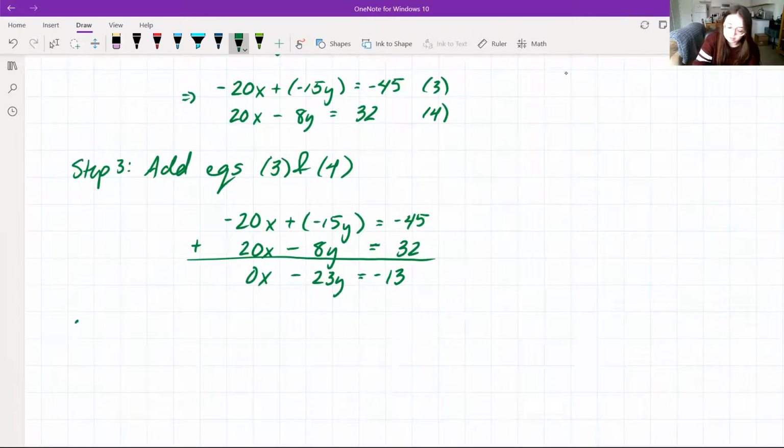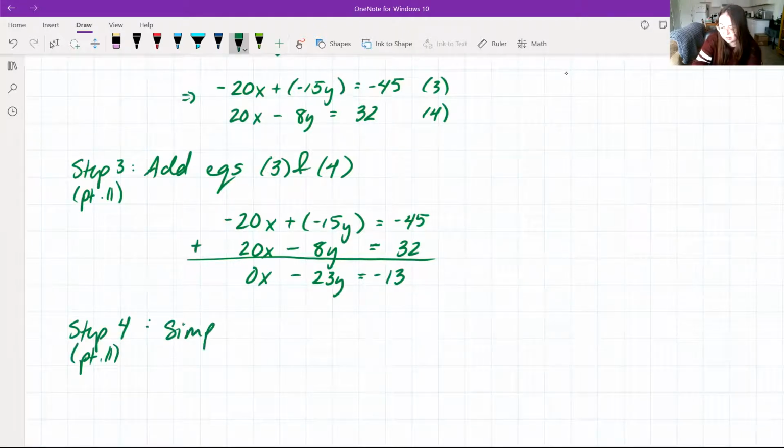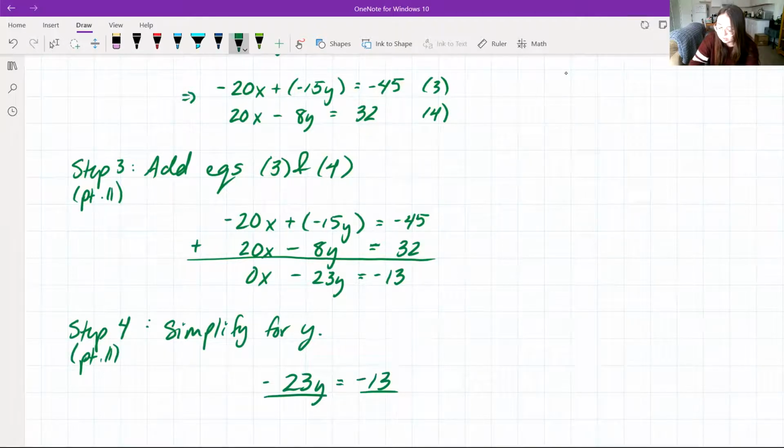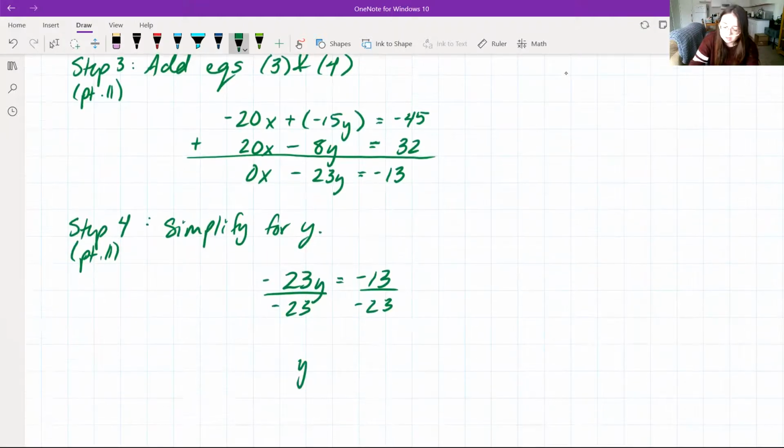So, step 4. And remember, these are part 2s as well. So step 4, part 2. We're left, and we just want to simplify for y. So we have a negative 23y is equal to negative 13, where we divide each side by negative 23. And we get that y is equal to 13 divided by 23.